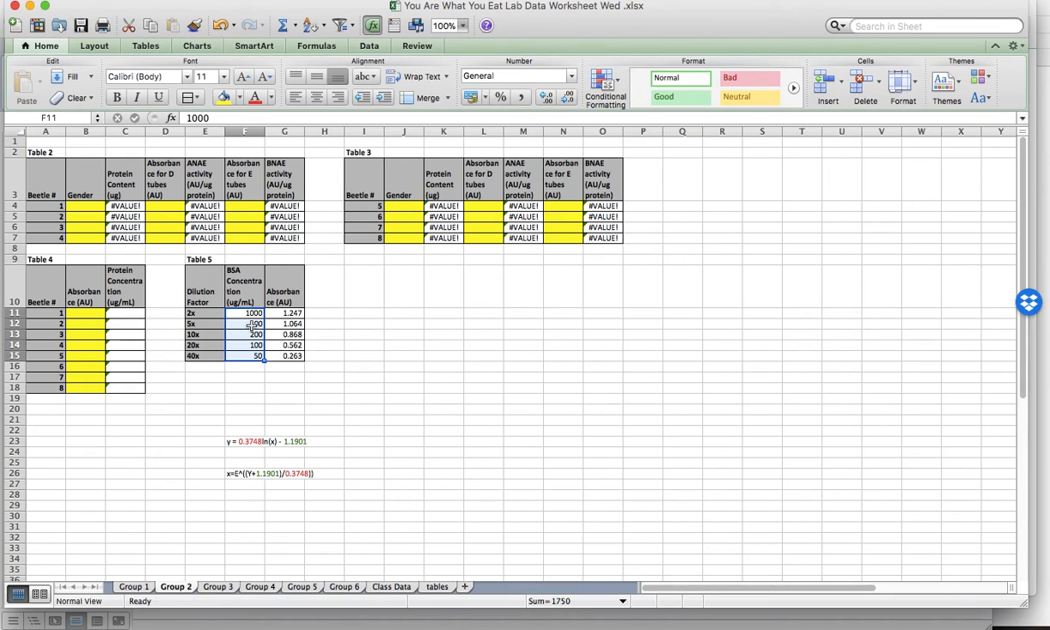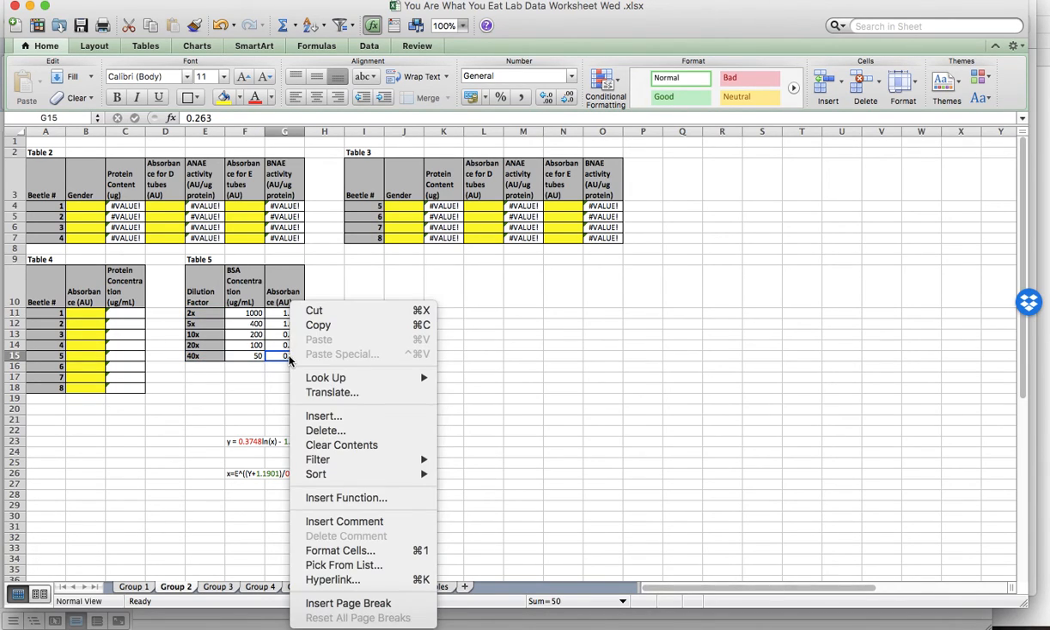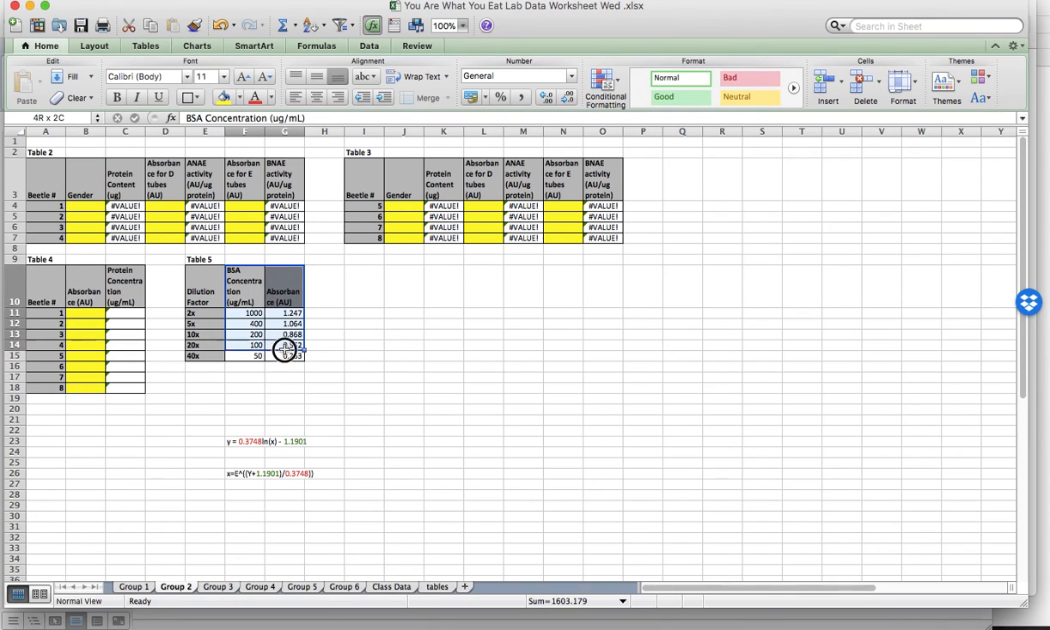We got the concentrations from our dilutions because we knew that the 1x solution was 2,000 micrograms per milliliter. And then as we make dilutions, we just divided by the dilution factor. So 2,000 divided by 40 is 50 micrograms per milliliter. So from this, what we can do is plot the graph.